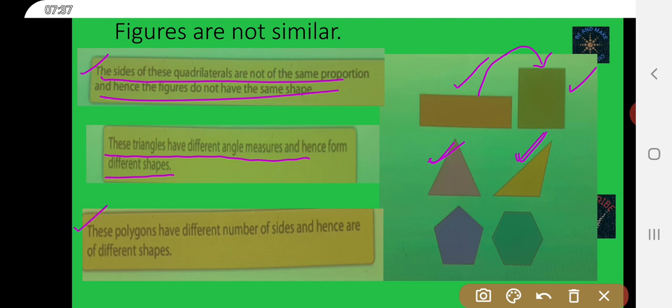See, this is a pentagon, this is a hexagon. Here the number of sides is 5, here the number of sides is 6 and they are different. So, they have different shapes. As they have different shapes, these two figures are not similar.